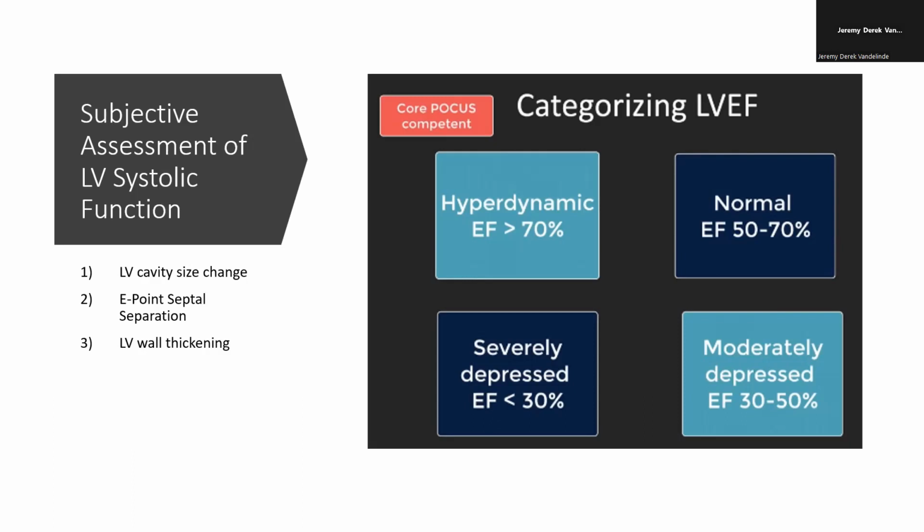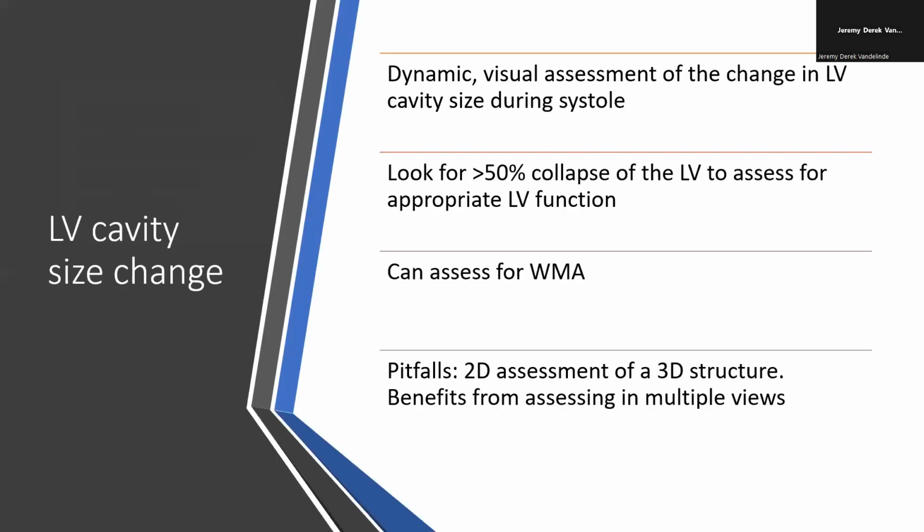And the three markers that are helpful overnight at the bedside in assessing for LV systolic dysfunction are the LV cavity size change, E-point septal separation, or EPSS, as well as LV wall thickening.